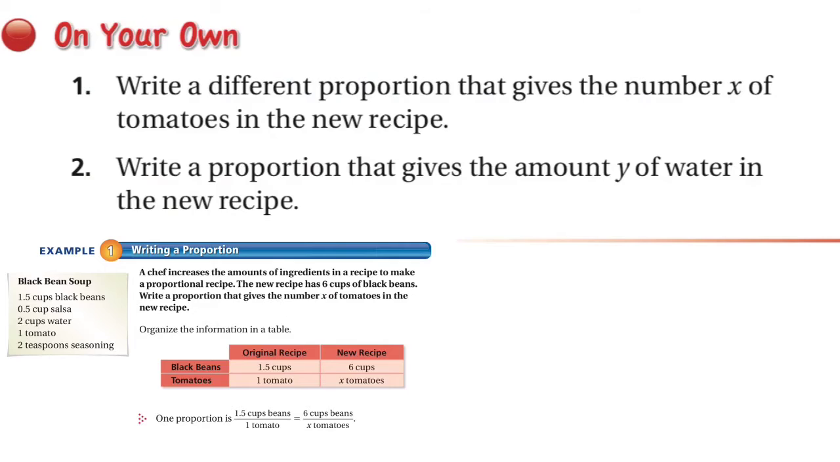I've included example 1 on this slide so that you can do these problems. Write a different proportion that gives the number X of tomatoes in a new recipe. This time think rows. And write a proportion that gives the amount Y of water in the new recipe, and you'll have to go back and look at the original recipe to be able to do that. Now try these.